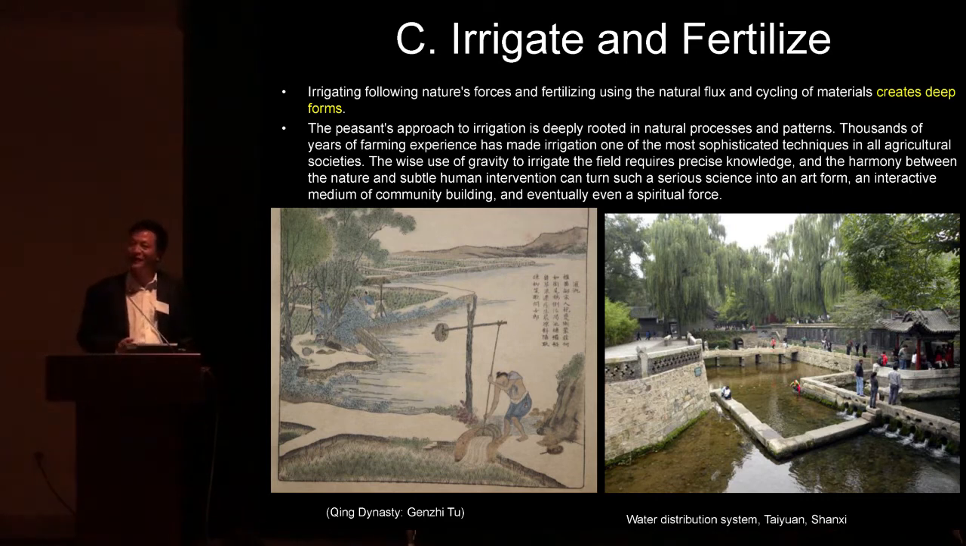Irrigation and fertilize. Now, irrigation and fertilize here is totally different from what we understand in modern time for our landscape architecture students. Irrigation, we always understand is a spray, pipes, pumps. The farmer's irrigation system is totally different, which really creates a deep form.